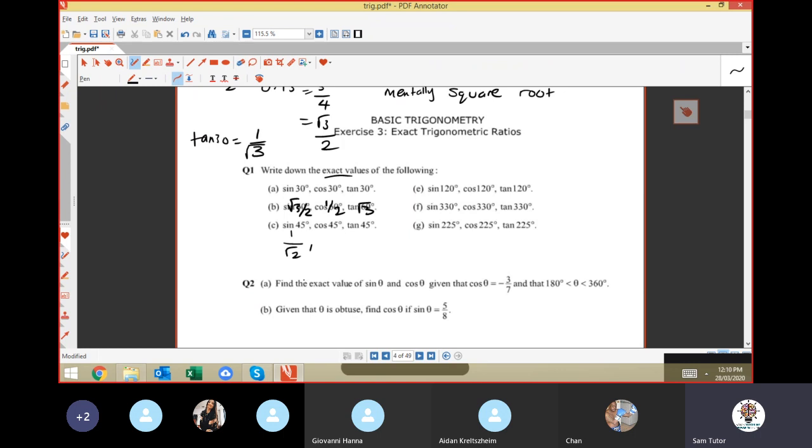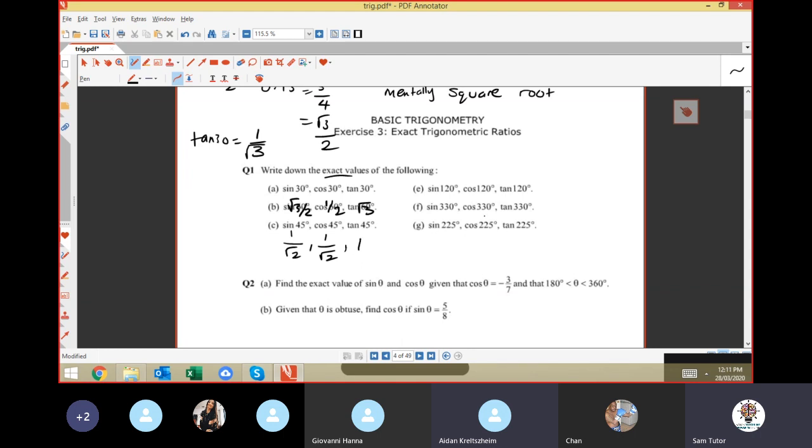Do the same thing for cos 45. Okay. It'll be 0.707, which when squared would also be 1 over root 2. Done. And then tan 45. It'll be 1. Just one.